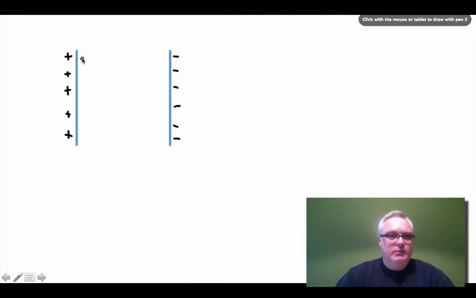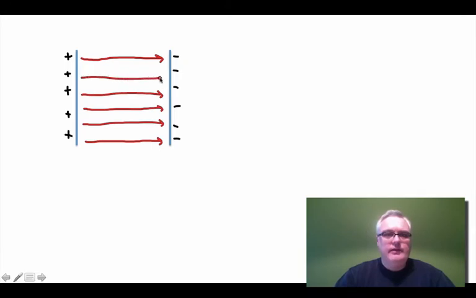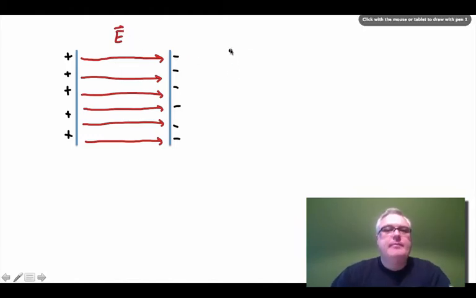And the electric field points then in this direction. And unlike the electric fields that we've discussed so far, what's unique about this electric field is that it's uniform. Okay? It always points in the same direction, and it always has the same magnitude. So this is our electric field. So we have a uniform electric field created between these parallel plates. Okay?